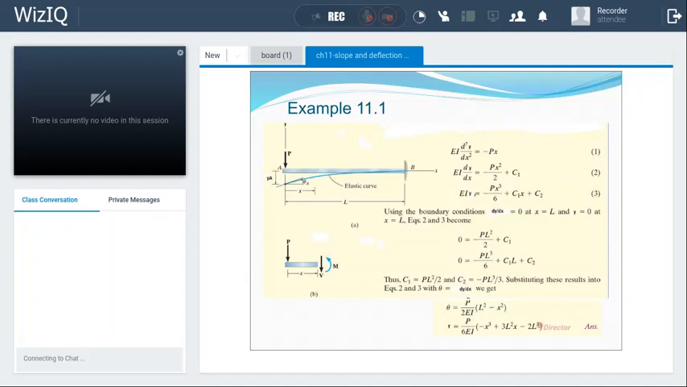Now we can go to another example, so it will be more clear for you how to find these values of slope and deflection.